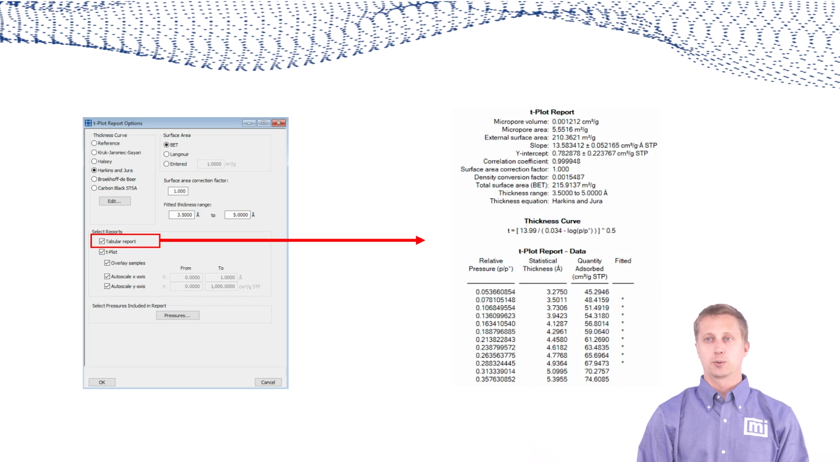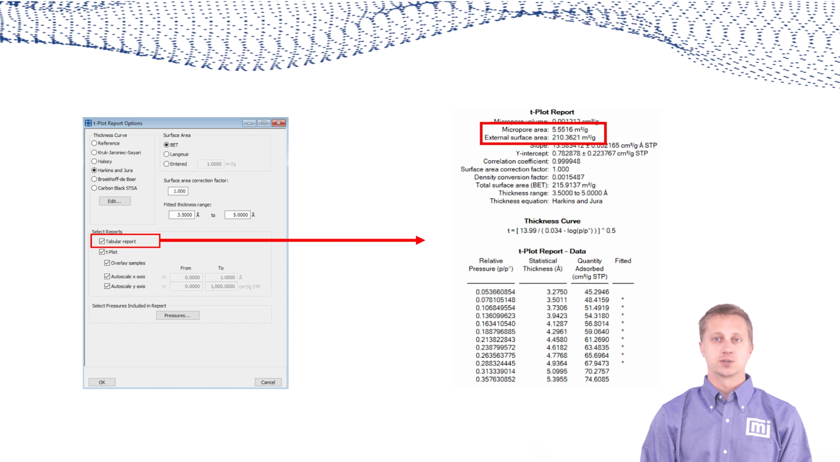The T-plot tabular report shows a micropore volume, a micropore area, and external surface area, as well as slope, correlation coefficient, surface area, correction factor, density conversion factor, total surface area, thickness range, and the thickness equation. Oftentimes here you'll be most interested in the contributions of micropores and mesopores to the total surface area of your material. You can see that the micropore area and the external surface area add up to the total surface area. In this case, it was determined using BET.